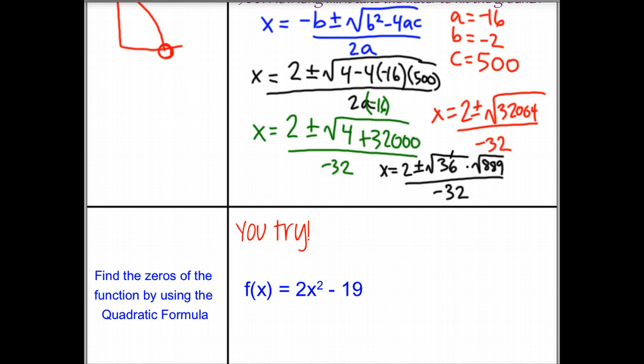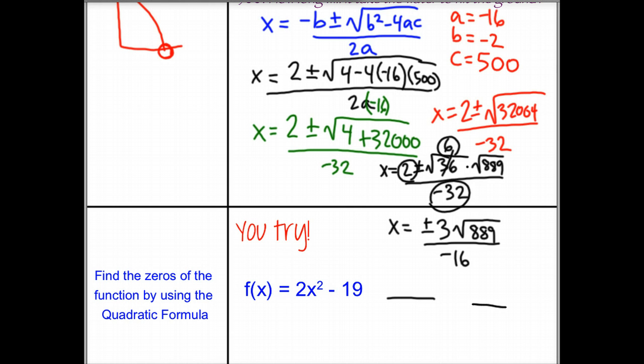So now we know that the square root of 36 is 6. And you can see that 2, negative 32, and 6 all have 2 in common, so we can divide out by 2. So we have x is equal to plus or minus 3 times the square root of 889 all over negative 16. So what this means is we have 2 answers. We have one answer that's going to be positive and one answer that's going to be negative.